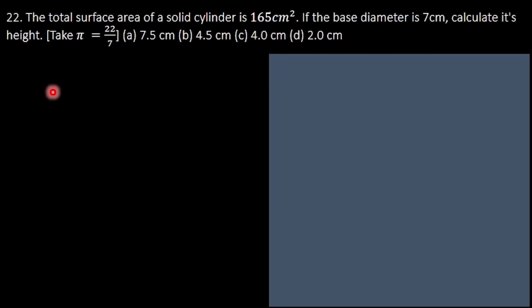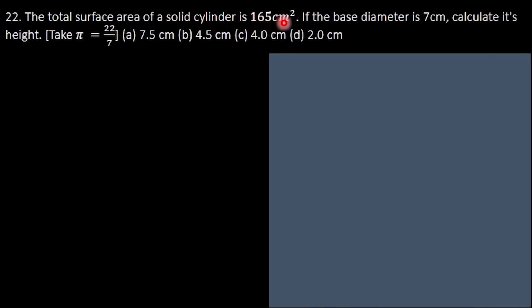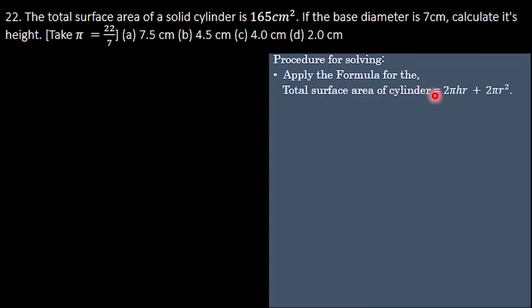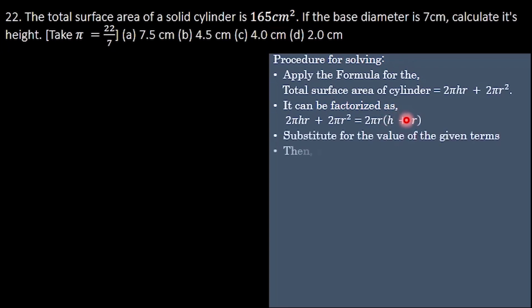Question 22. The total surface area of a solid cylinder is 165 cm square. If the base diameter is 7 cm, calculate its height. Take pi equals 22 over 7. The procedure for solving this: apply the formula for the total surface area of a cylinder, equals 2 times pi times height times radius plus 2 times pi times radius square. It can be factorized as 2 pi r open the bracket h plus r, that is height plus radius, close the bracket. Then substitute for the given values, then solve for the height in the formula.